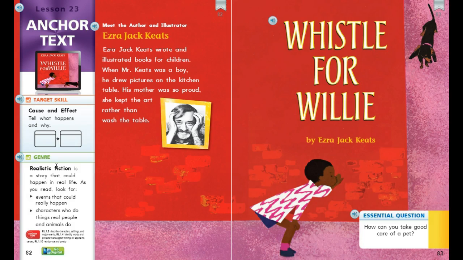Let's look at our essential question before we preview the story. The essential question is, how can you take good care of a pet? That's a very important question, and as we read, we're going to think about that and answer that question.